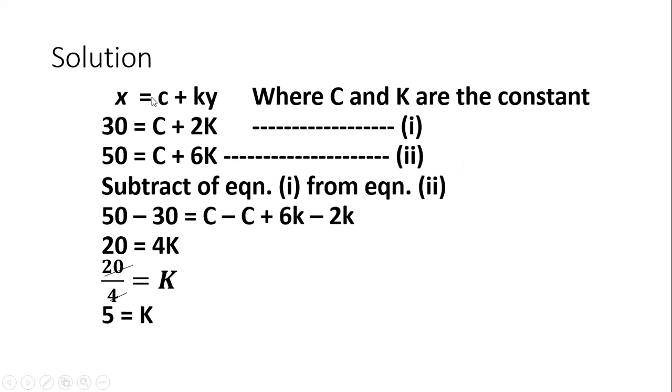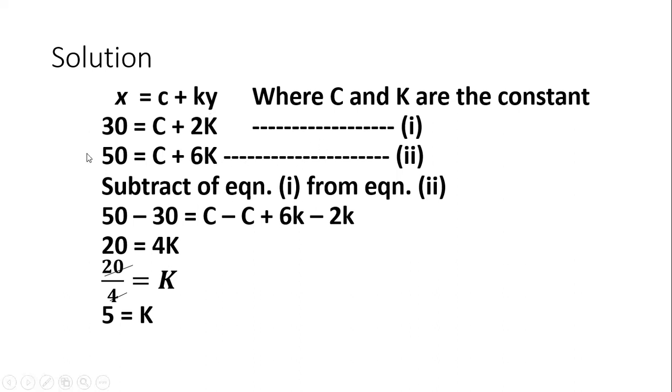So x equals c plus ky, where c and k are constants. The first equation we are going to have is x is 30, so 30 equals c plus 2k because y is 2. That's equation 1. The second one is 50 equals c plus 6k, because x is 50 and y is 6.